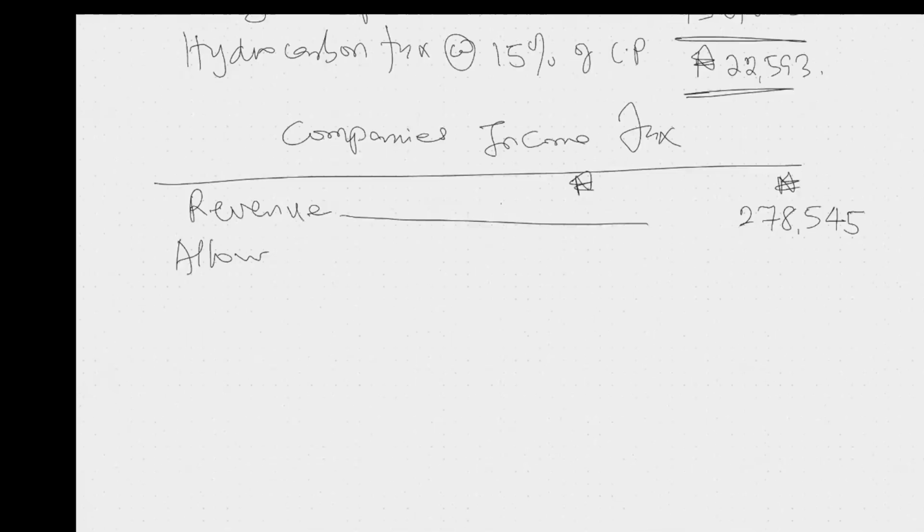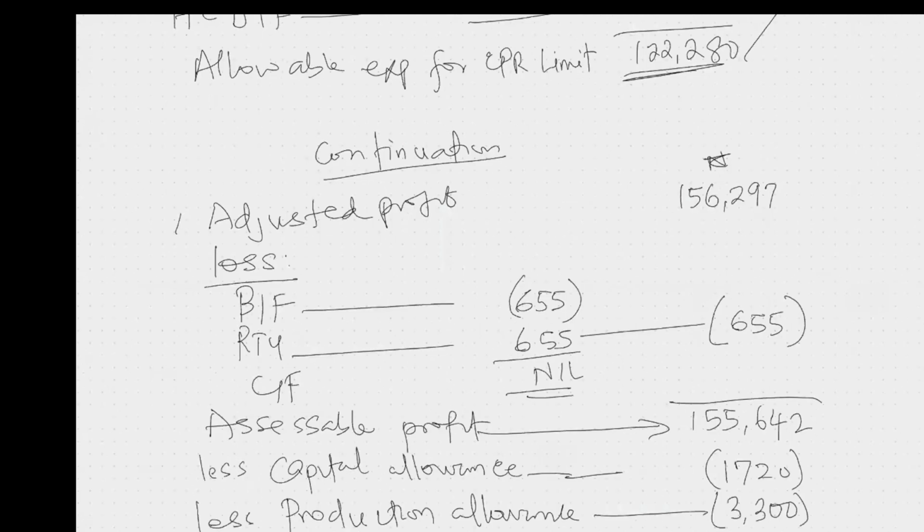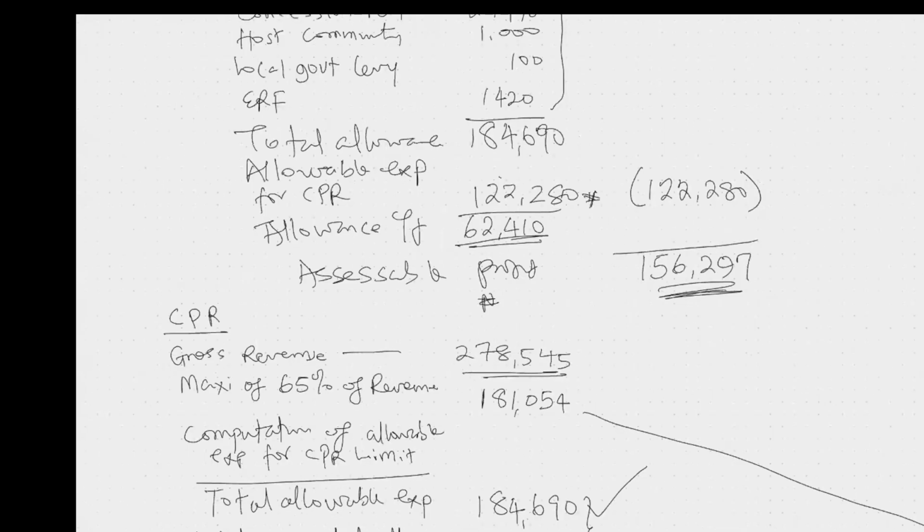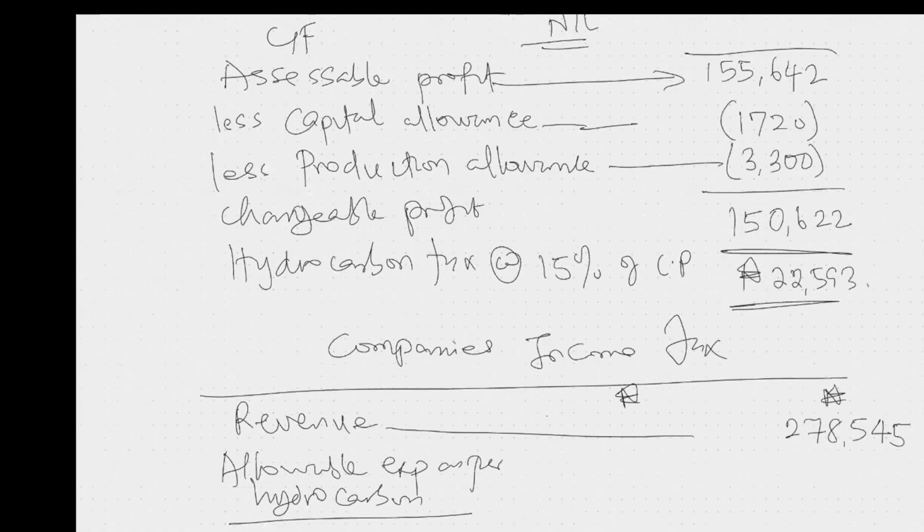So allowable expenses as per hydrocarbon. What is the total allowable expense as per hydrocarbon? This is total expenses. Who told you? 184,690. This value, 184,690. You don't need to go and bring them in again.